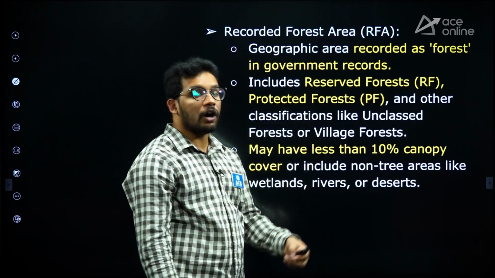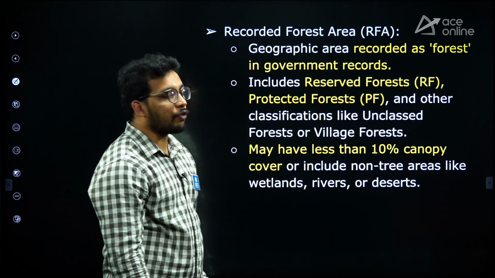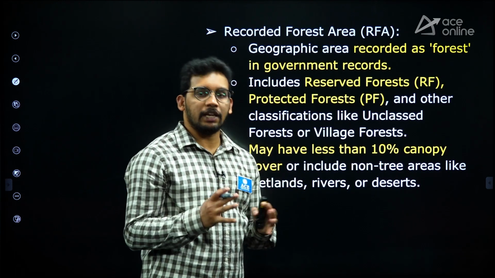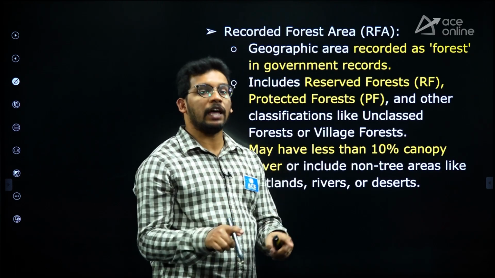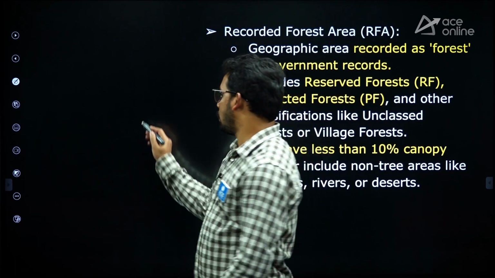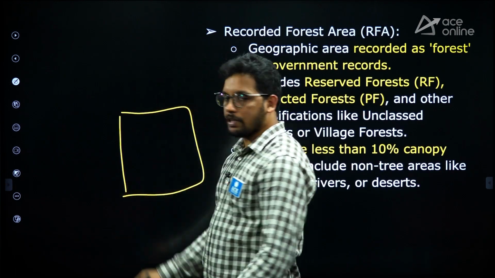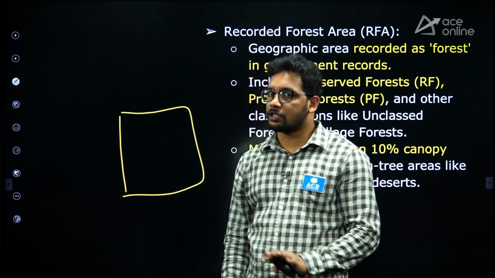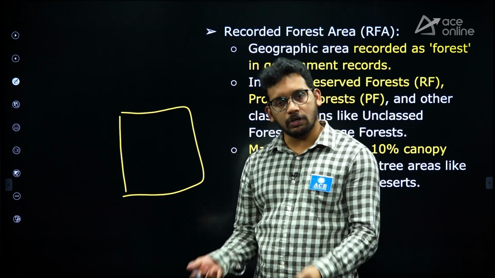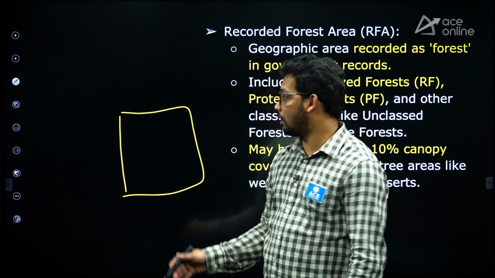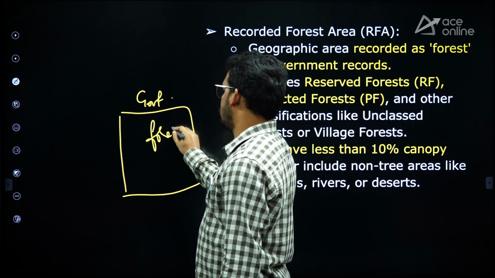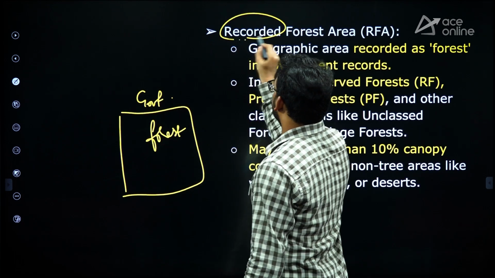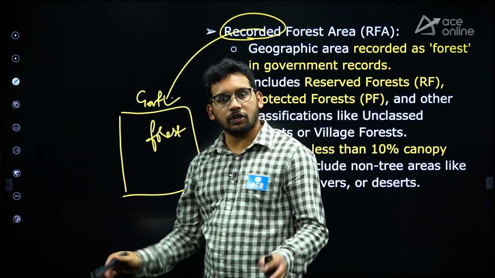Now what is recorded forest area? Recorded forest area is the area of land that is mentioned as a forest in the government records, irrespective of whether it is currently forest or not, does not matter. Whether it is more than 1 hectare or less than 1 hectare, does not matter. But in government records, it is mentioned as a forest. So recorded here means it is recorded as a forest in the government record.